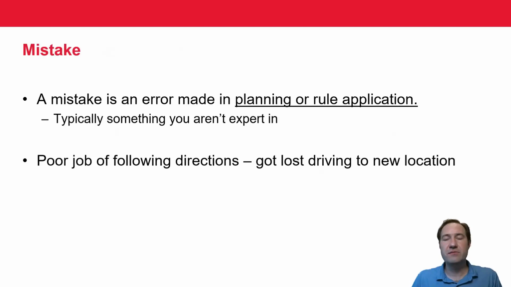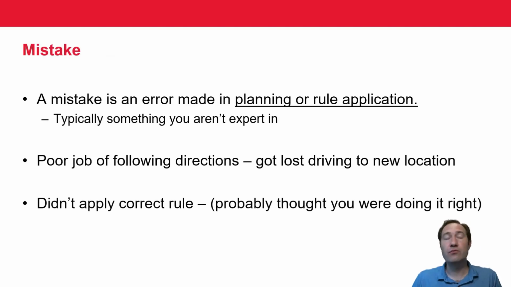You might think of this in terms of a poor job of following directions, where you get lost driving to a new location, or not applying a rule correctly. And this is one of the cases that's especially intriguing because you actually probably thought you were doing it right, but you just applied a rule at the wrong time. Okay, so this is how we're going to categorize the three major ways that mistakes happen for human errors. And we're going to talk about those in terms of UIs in a little bit.